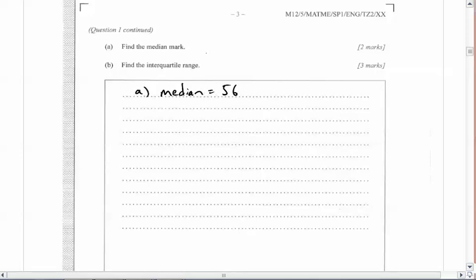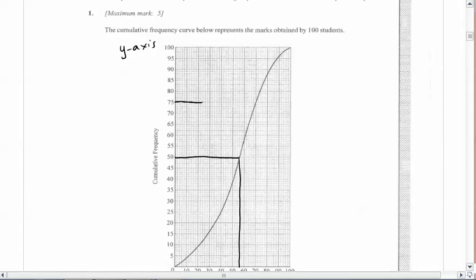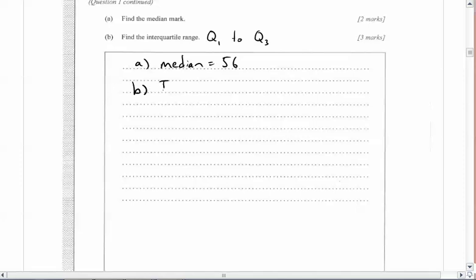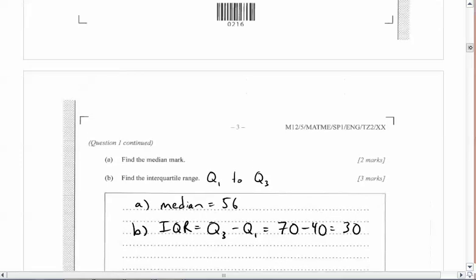To find the interquartile range, that's the range from Q1 to Q3. So that's from 25% of the way to 75% of the way. This just happens to be 75 and 25 because the total is 100. So 25 is exactly 40, and 75 is exactly 70. The interquartile range is Q3 minus Q1, so 70 minus 40. The range is 30, and this is measured in marks.